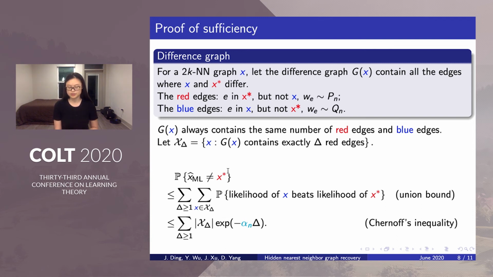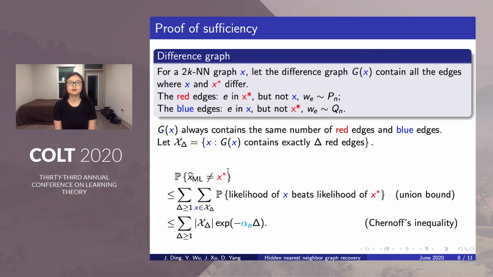Or in other words, we need to show that the likelihood at x star is not beaten by any other alternative solution x. And as before, we're going to associate x with its difference graph, which are these bicolored graphs. So if an edge is in x star but not in x, it's colored red, and otherwise it's colored blue. One observation is that because x and x star are both two k-nearest neighbor graphs, they contain the same number of edges. And therefore, the difference graph always contains the same number of red edges and blue edges.